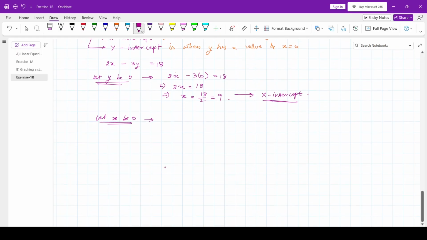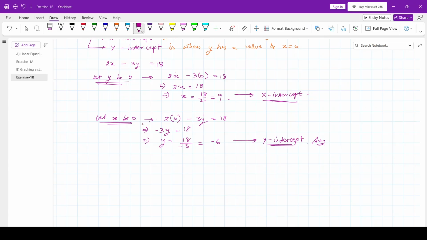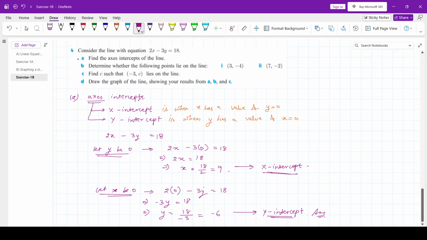Similarly, let x be 0. When we take x is equal to 0, that will be 2 into 0 minus 3 into y is equal to 18, minus 3y is equal to 18, y is equal to 18 divided by minus 3, that will be minus 6. Now when we take x is equal to 0, we get some value of y, and that value of y is our y-intercept. That is our answer. So we have solved the question for part A.